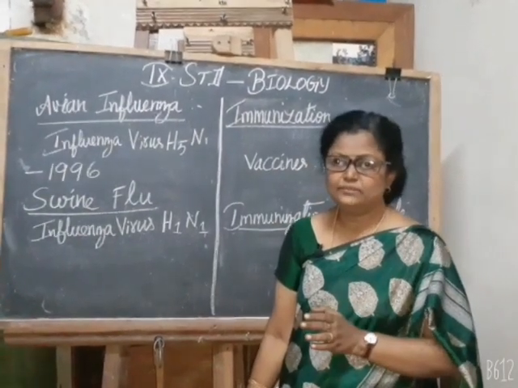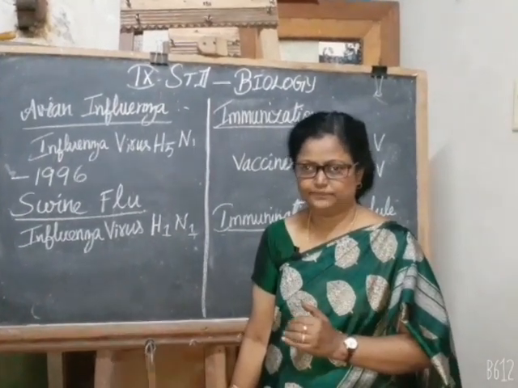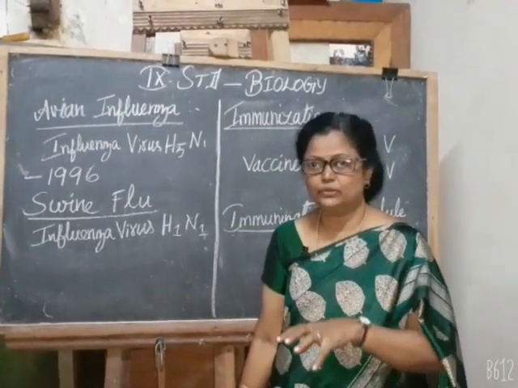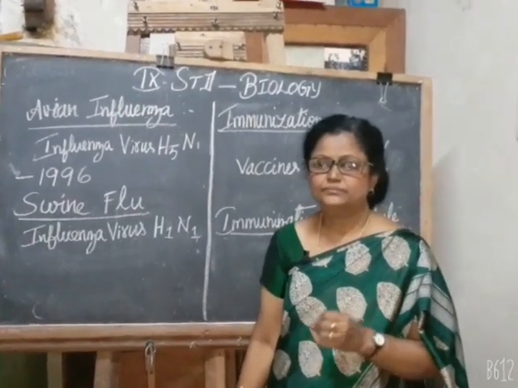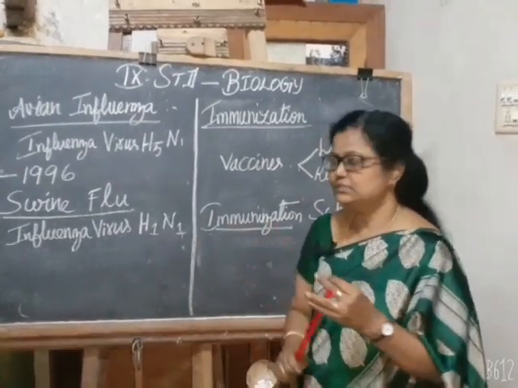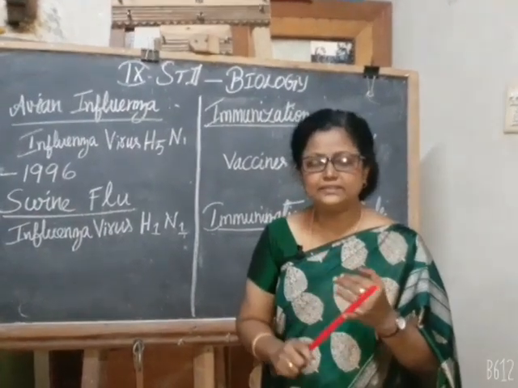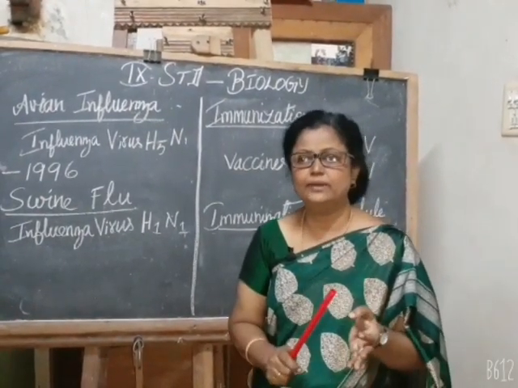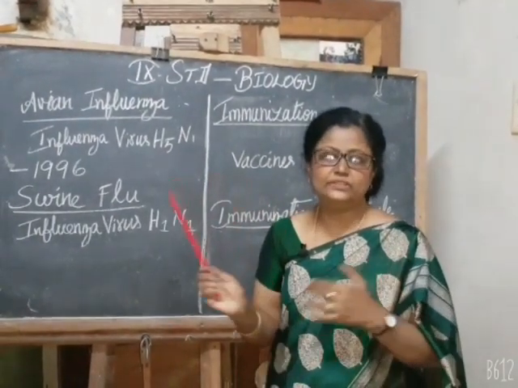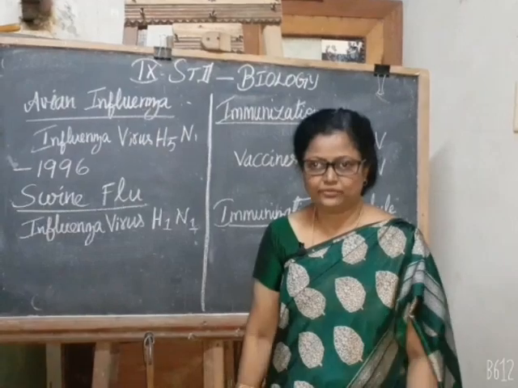Then killed vaccine means the microorganisms are killed by heating or by chemicals. The vaccine is prepared from these killed microorganisms. Example, typhoid vaccine and cholera vaccine. Then immunization schedule. Important one word, in 1970 the immunization schedule was given by WHO, World Health Organization, and the immunization schedule is followed by almost all other countries.